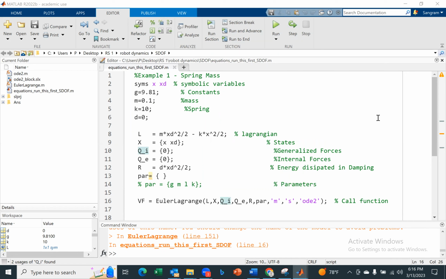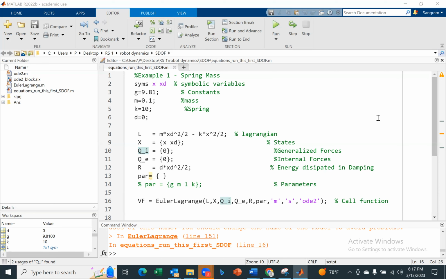Line number 2 is defining the symbolic variables. What are the symbolic variables? The first variable is the displacement. The second symbolic variable is the derivative of displacement, which is velocity. So the symbolic variables are x and xd. Are you with me? If you have a robot arm, then your symbolic variables would probably be theta, theta d, or theta 1, theta 1d, theta 2, theta 2d. Everyone understood this? The sequence is very important. First displacement, next velocity. Make that note.